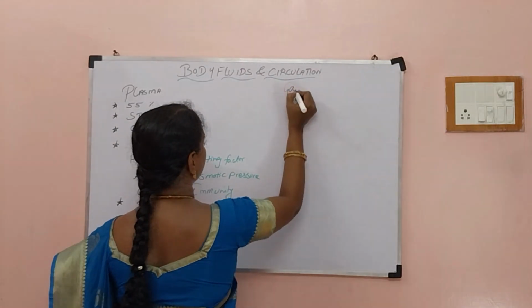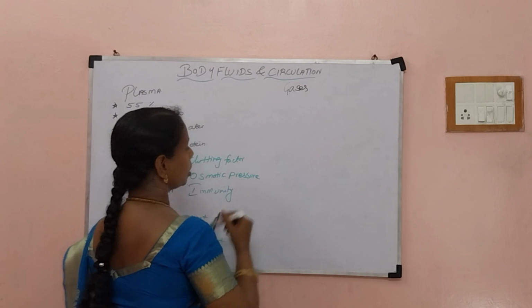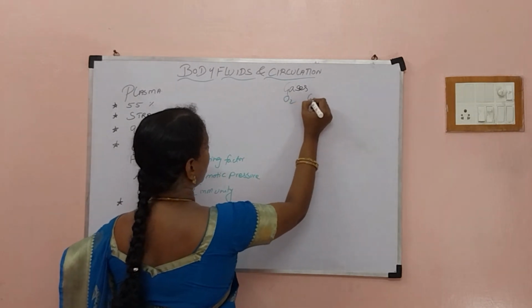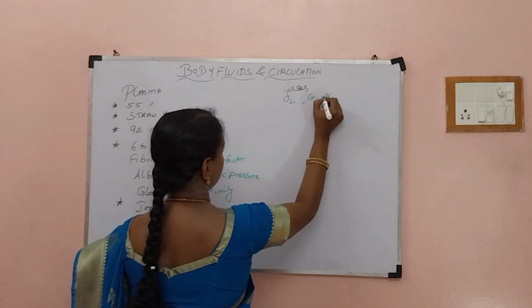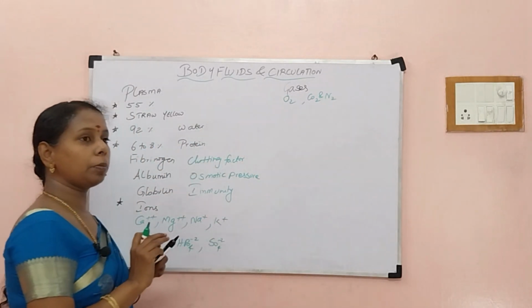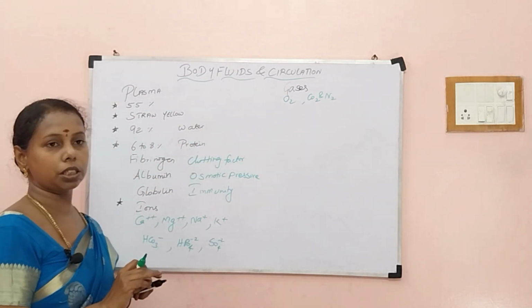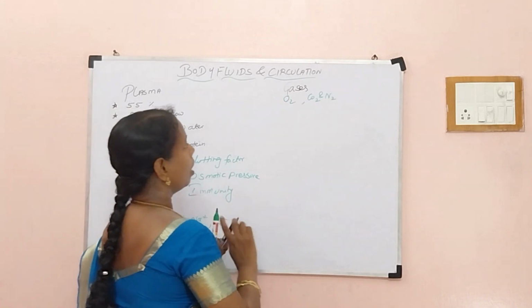Apart from that, we have gases. So in gases, we have oxygen, carbon dioxide and nitrogen. So nitrogen 78% we inhale and we also exhale the same 78%.